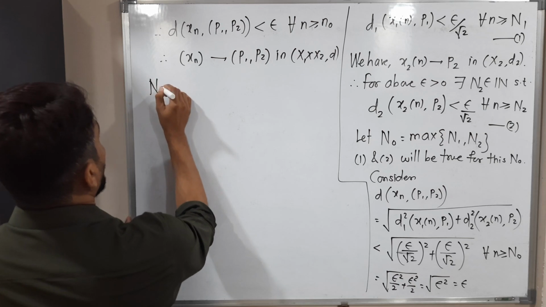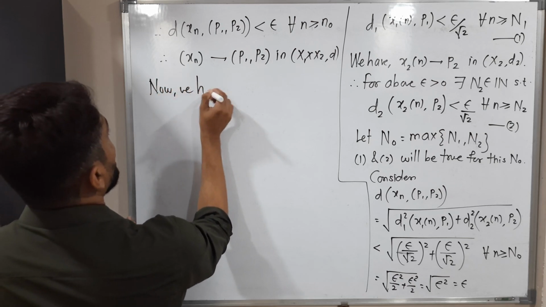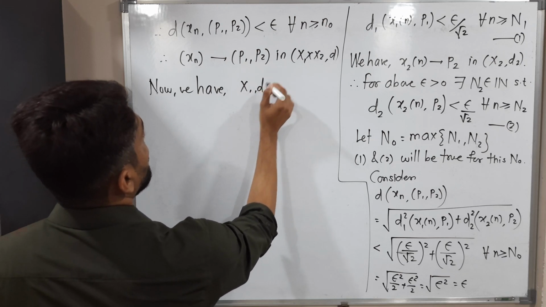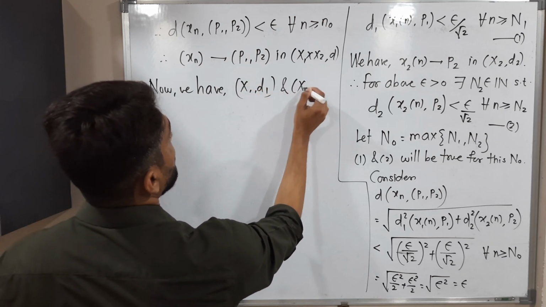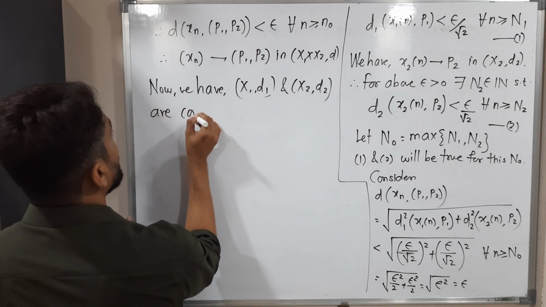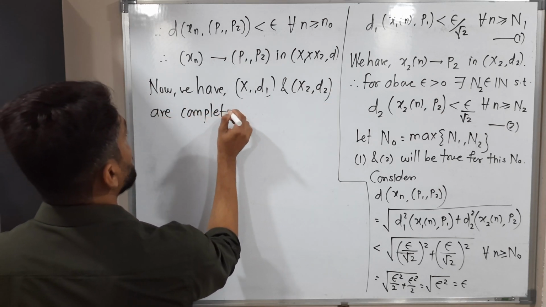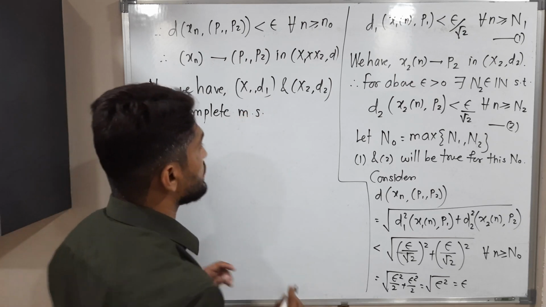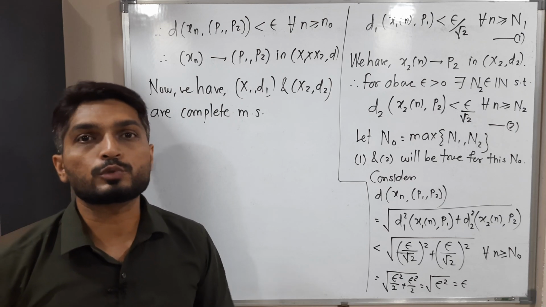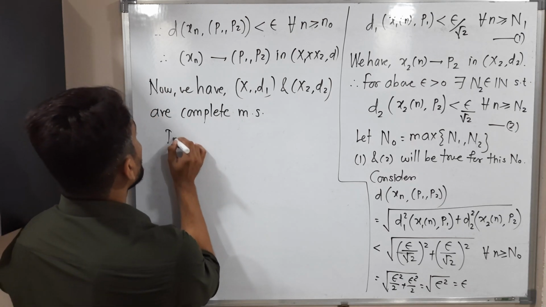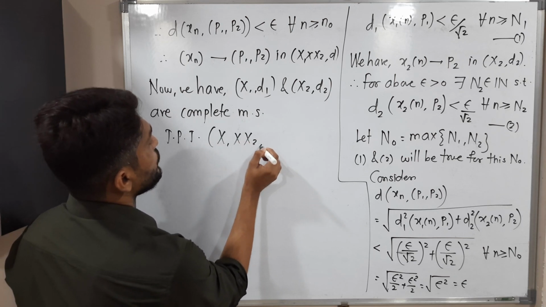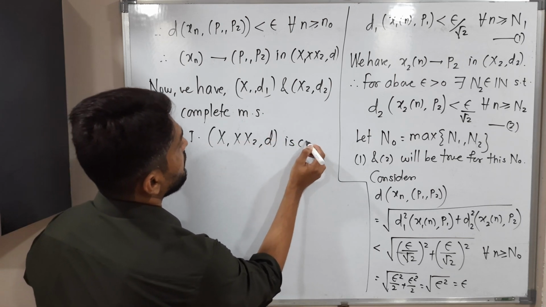So now we have (x1, d1) and (x2, d2) are complete metric spaces. So this is the given thing, x1 and x2 are complete, and what we have to prove? We have to prove that x1 cross x2 is also complete. To prove that, x1 cross x2 with that metric d is complete.